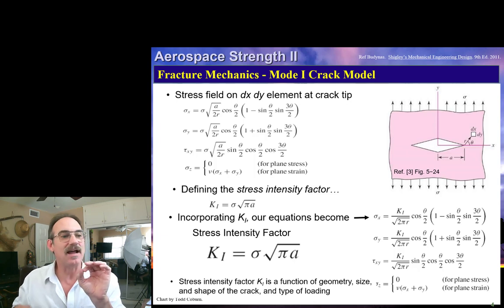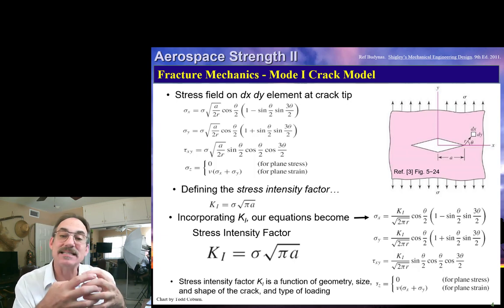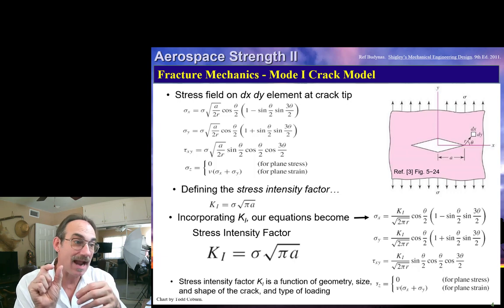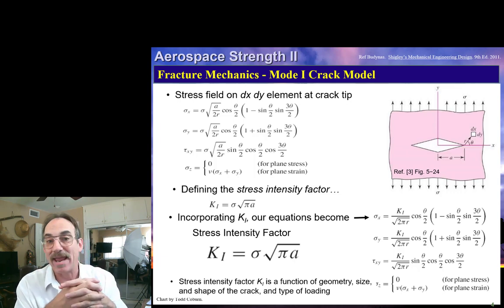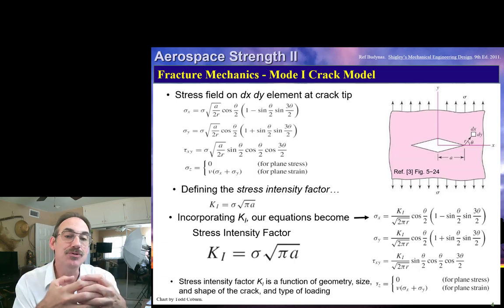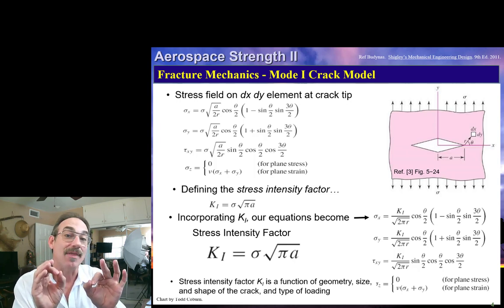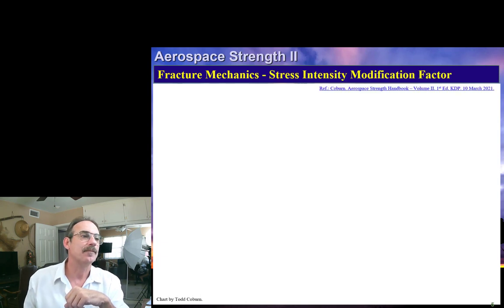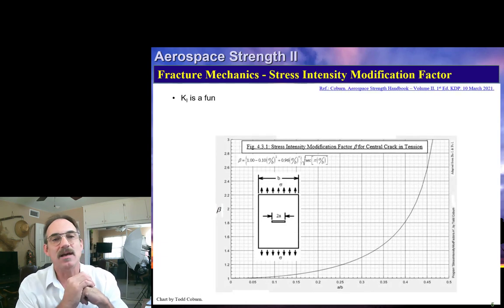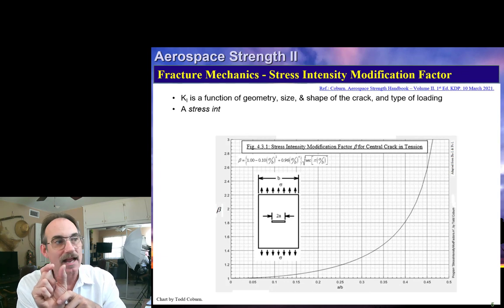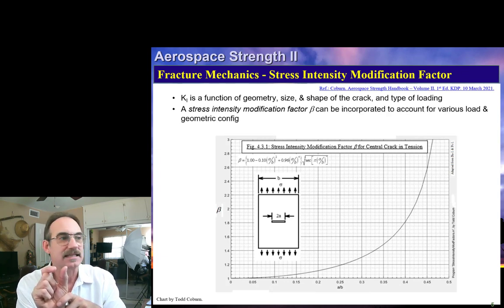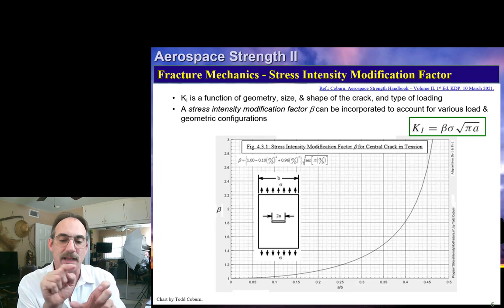Now we're actually going to find out, because this doesn't tell us enough, all this has is the crack size and the stress level, we're going to introduce another parameter, beta, to introduce more information about the loading, the geometry, and that kind of thing. Let's take a look at how that works on the next slide. For example, let's say that we have a central crack, a through crack in a part. Let's say I have a thin plate, and this plate has a crack in the middle of it.